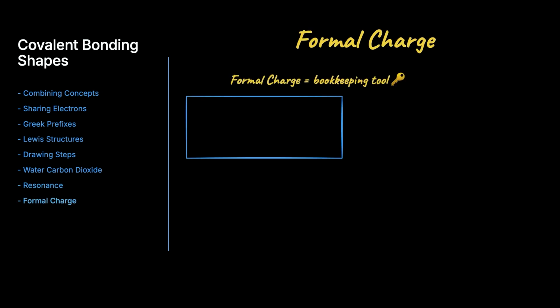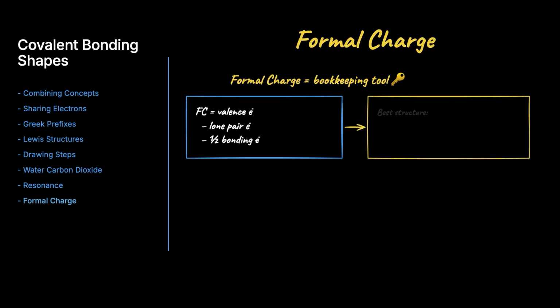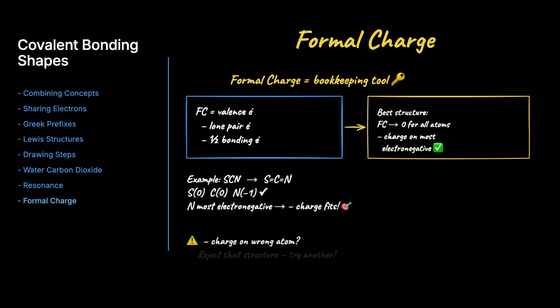Formal charge is a bookkeeping tool that helps you pick the best Lewis structure when several seem possible. It is the charge an atom would carry if every bonding pair was split perfectly evenly. The best structure keeps formal charges as close to zero as possible, with any negative charge sitting on the most electronegative atom.